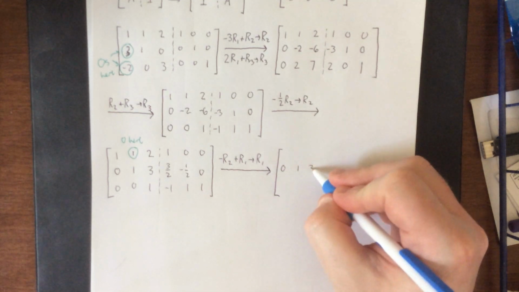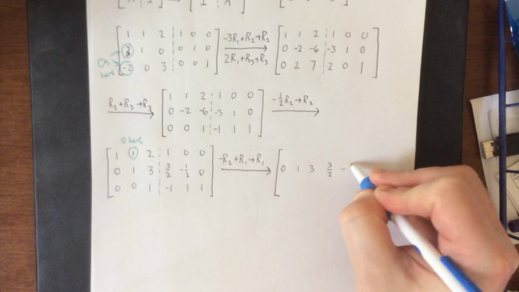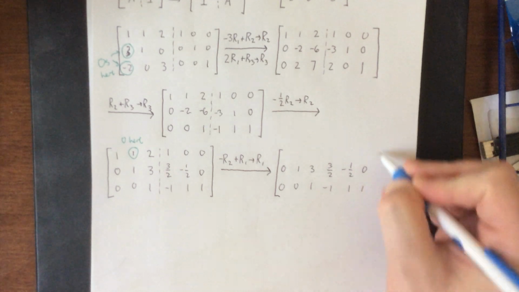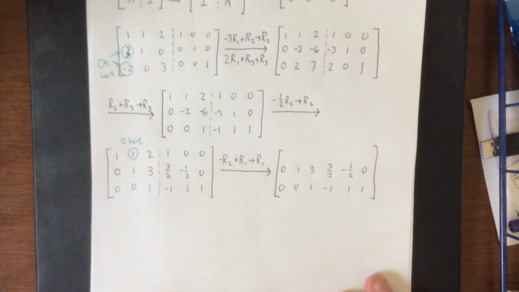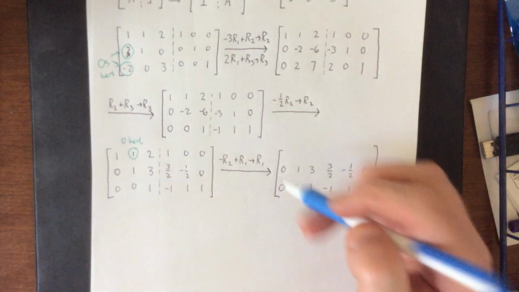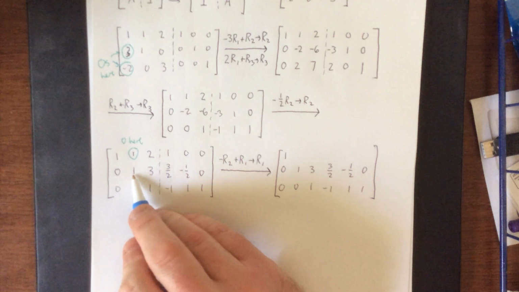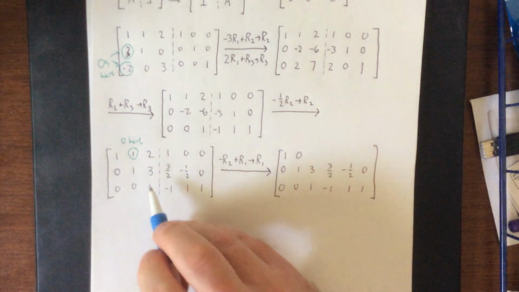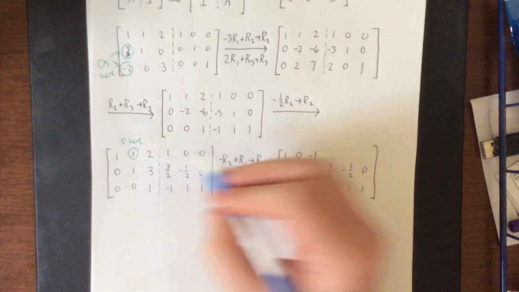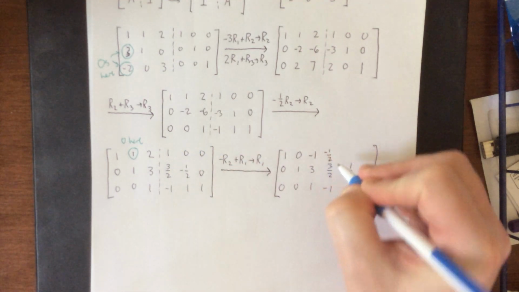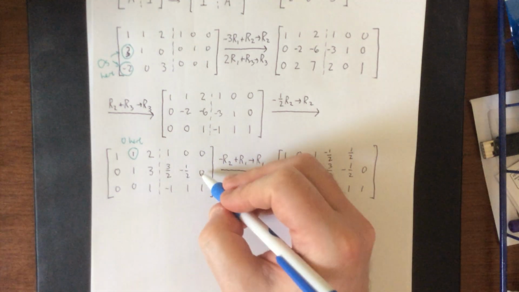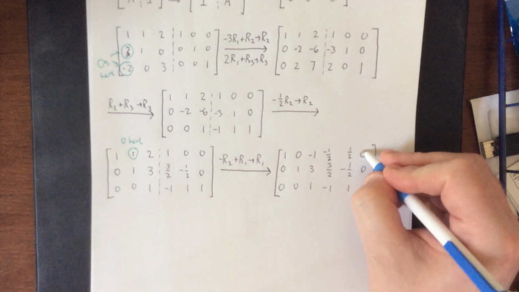So overall, second row is remaining the same. Third row is remaining the same. And we're going to take negative 1 times the second row and add to the first row. Negative 1 times 0, add to 1. Negative 1 times 1, add to 1. Negative 1 times 3, add to 2. Negative 1 times 3 halves, add to 1. That'll be negative 1 half. Negative 1 times a half, add to 0. That'll give us positive a half. And negative 1 times 0, add to 0. No problem.